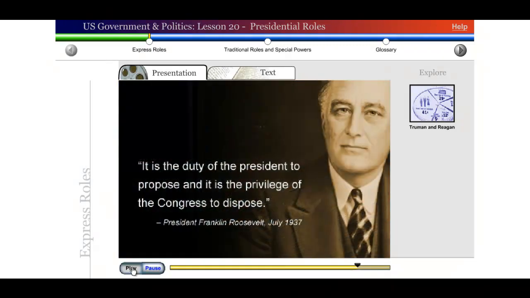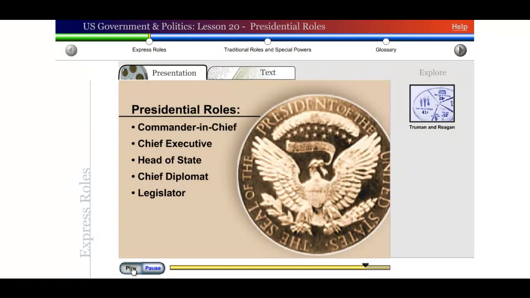It is the duty of the President to propose, and it is the privilege of the Congress to dispose. President Franklin Roosevelt, 1937. Commander-in-Chief, Chief Executive, Head of State, Chief Diplomat, and Legislator.